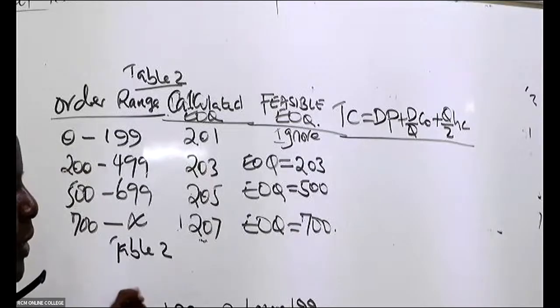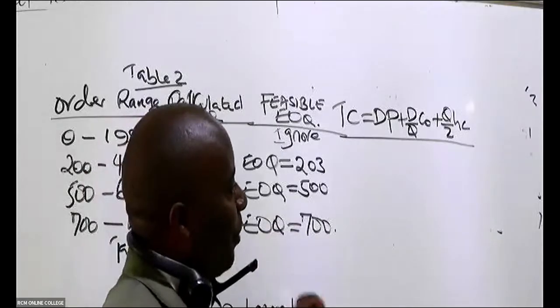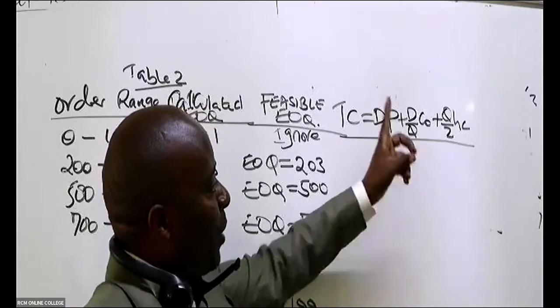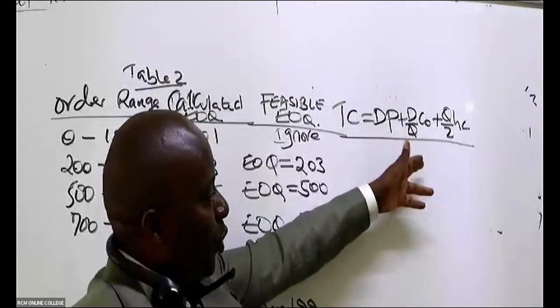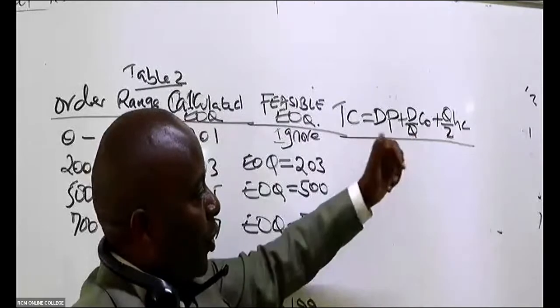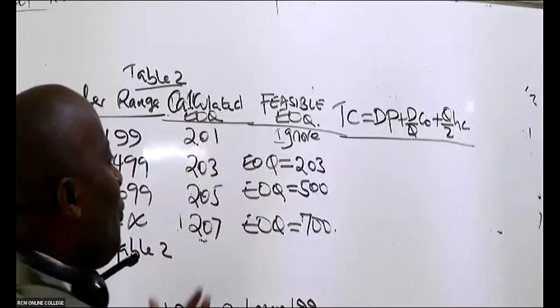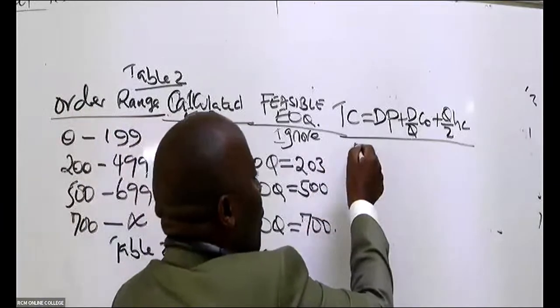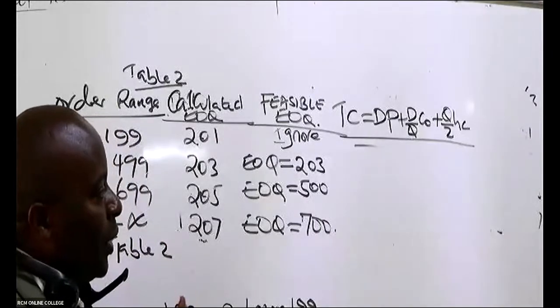D is the annual demand. If you missed our first initial classes, D is the annual demand. P is the price per unit. Q is the quantity, the EOQ. CO is cost per order. HC is holding cost. So we start with the first class. The first class, I will not calculate its total cost because you've told me to ignore it.